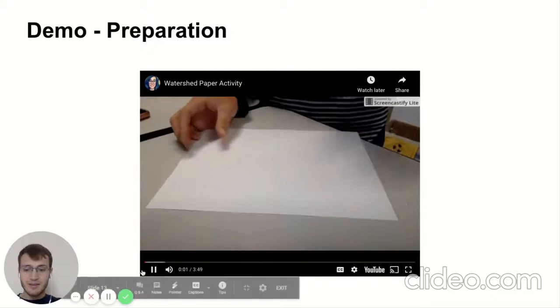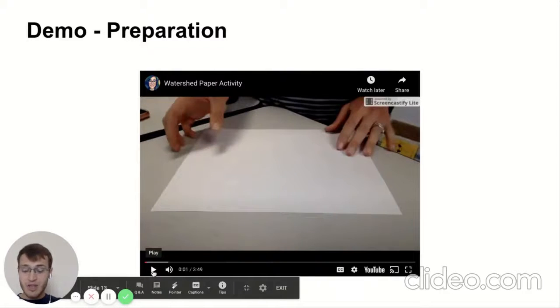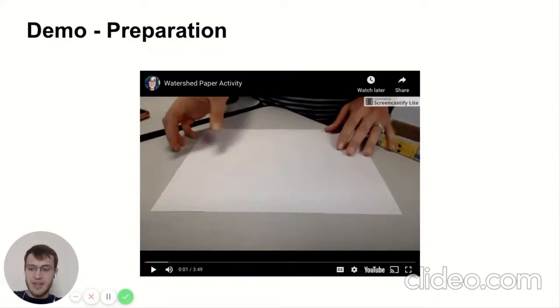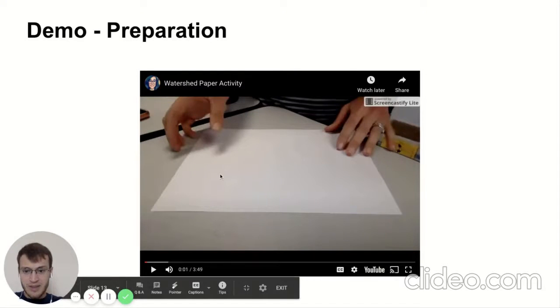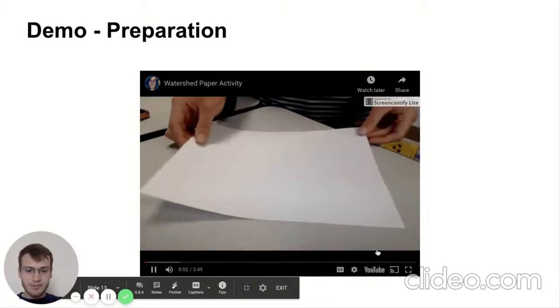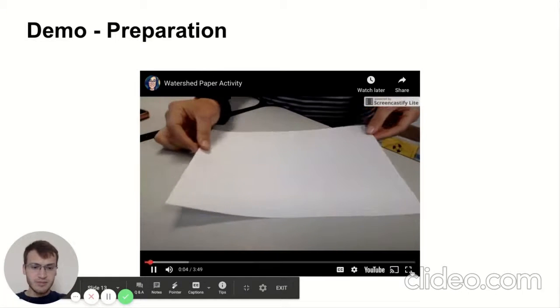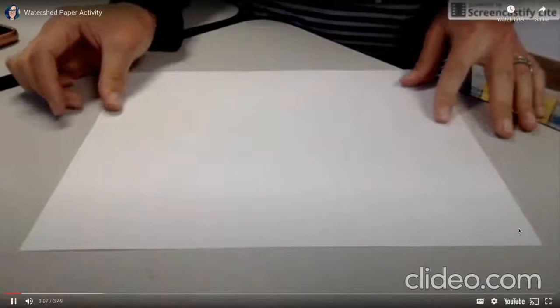So hey guys, Mrs. Abbott here. This is not Ms. Chowdhury, but these are the steps that Ms. Chowdhury followed. I'm just going to show you the first step to the experiment.